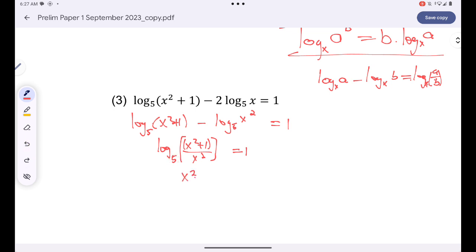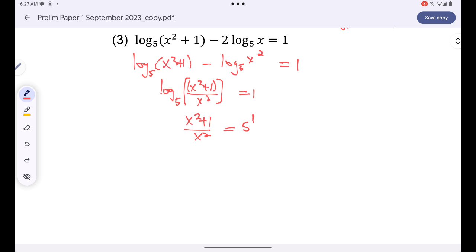On the left hand side, I'll end up having x squared plus 1 over x squared is just equal to 5 to the power 1. This will become the base, and then whatever is on the right hand side will become the exponent. Are we together? And then now I'm solving for x. I have fractions. The first thing I need to do is remove fractions by multiplying both sides by the LCD. We only have one denominator, so if I multiply both sides by the LCD, I'll end up having x squared plus 1 is equal to 5x squared, right?